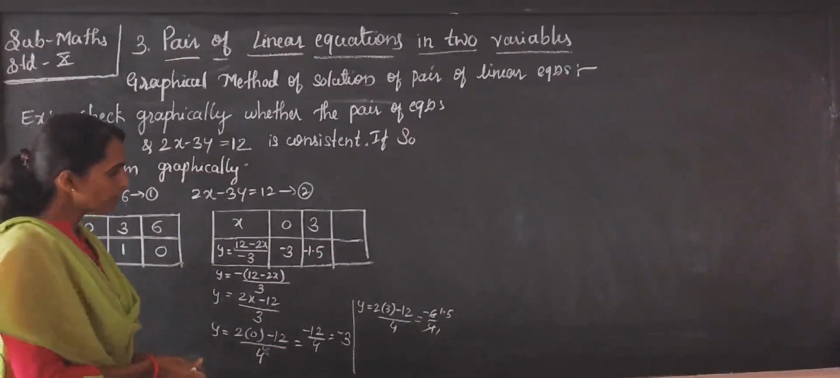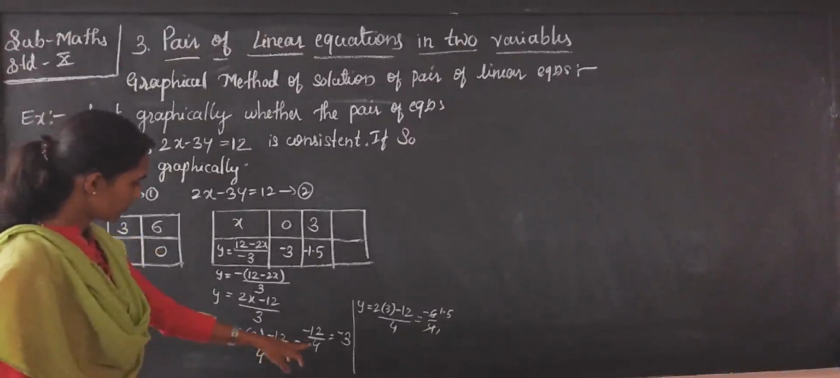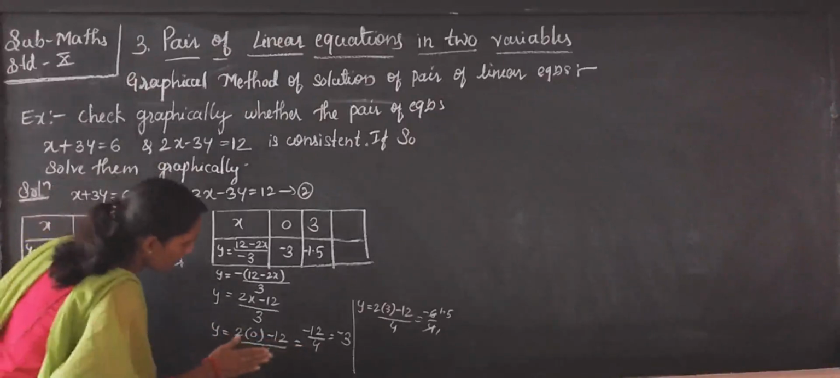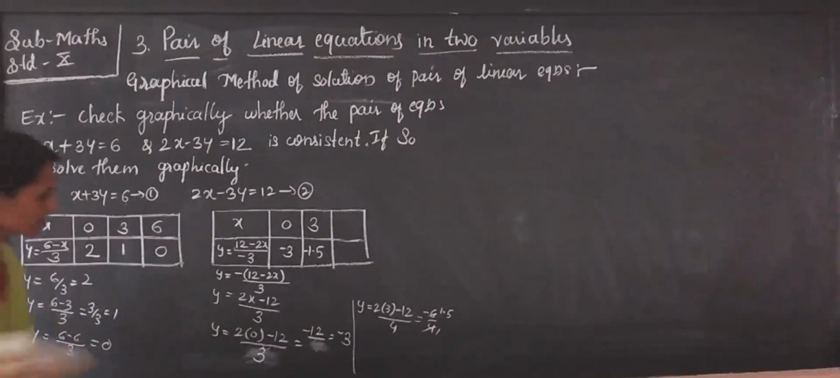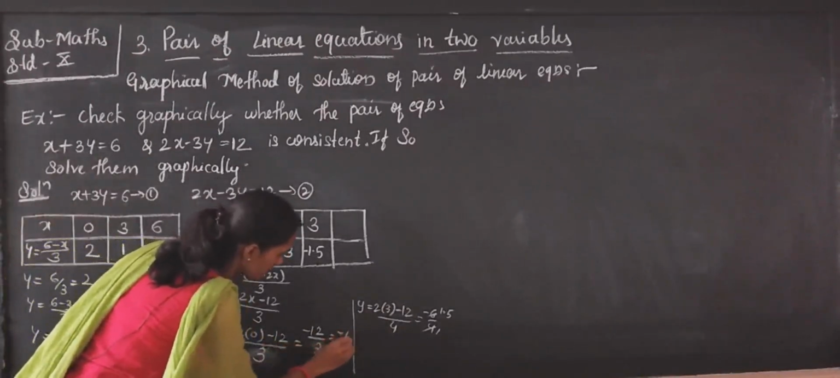Sorry, here in the denominator it is 3. So when x is 0, it will become minus 4.